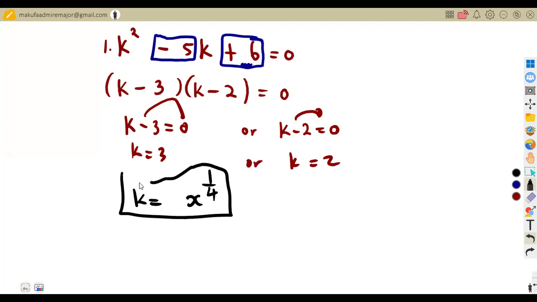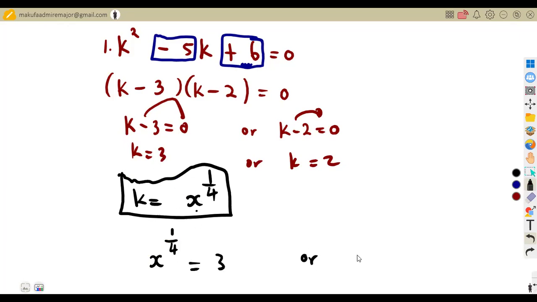This was the introduction that we had. K is equal to this. So at the end, we are now supposed to find the exact value of x. So from this, we can simply take our K, which is the first solution. That is x to the exponent of 1 over 4 is equal to 3.